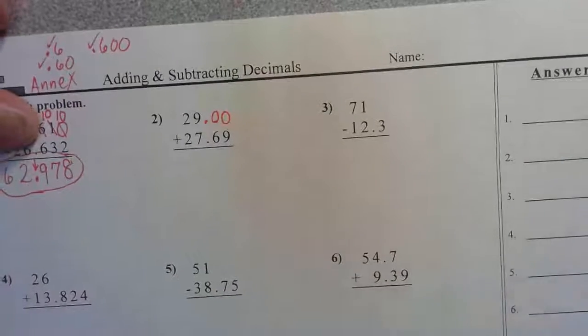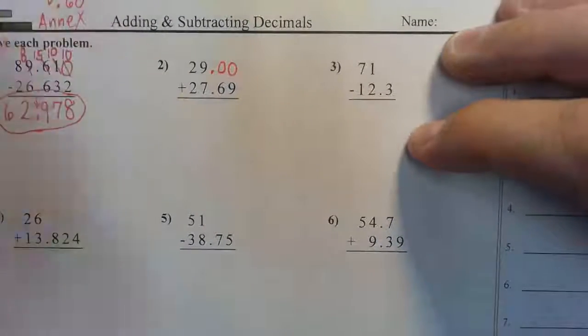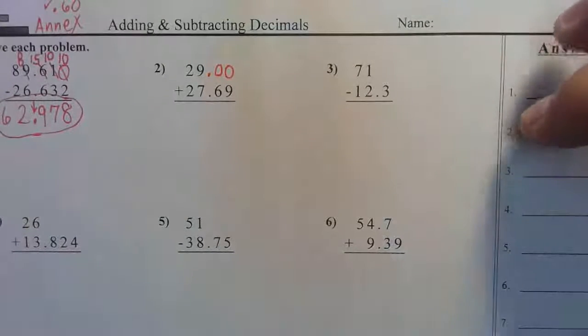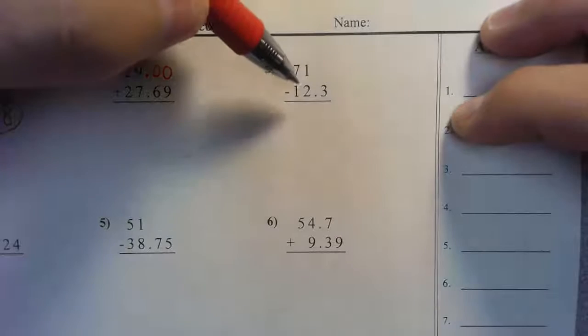We only do that because we're dealing with decimals right now. Then you add it up. I'm not going to add that up for you because you can do that yourself. Again, right here, 71.